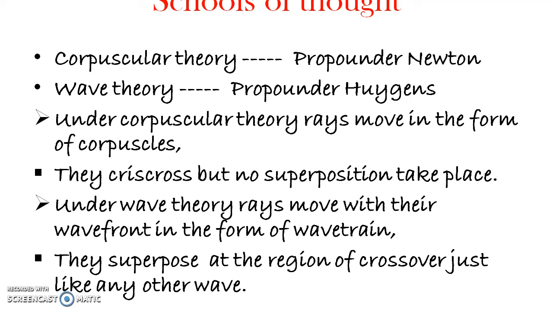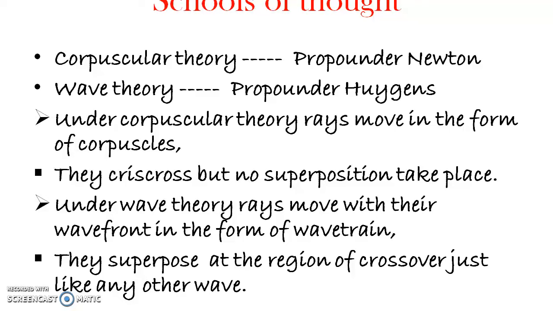And all of you know that from corpuscular theory, the rays move like corpuscles, as propounded by Newton. They crisscross, but they do not superpose to give interference pattern. The phenomenon of reflection and refraction can be explained by this theory, but interference, diffraction, polarization could not be explained.